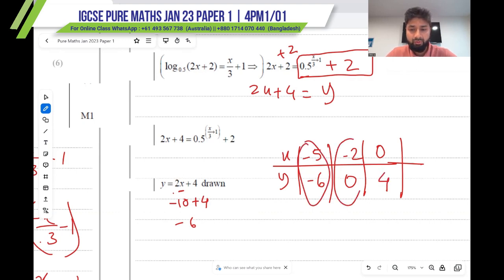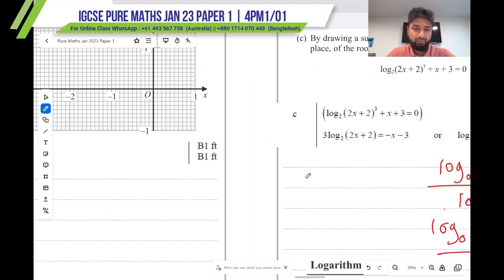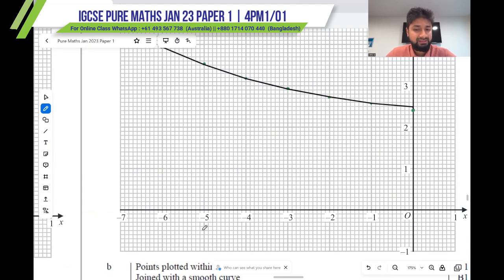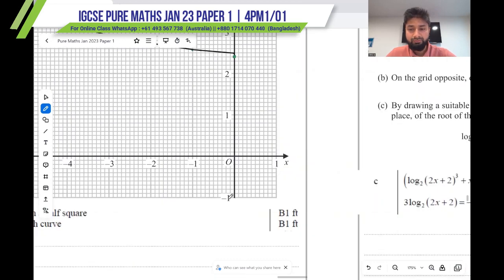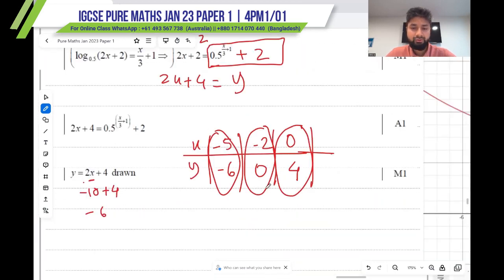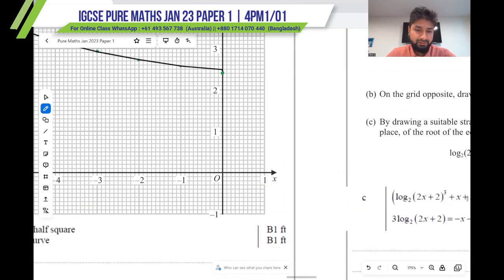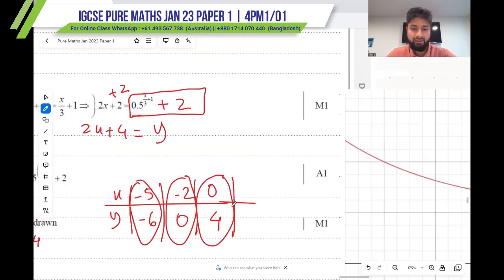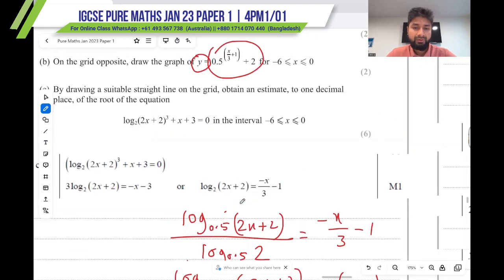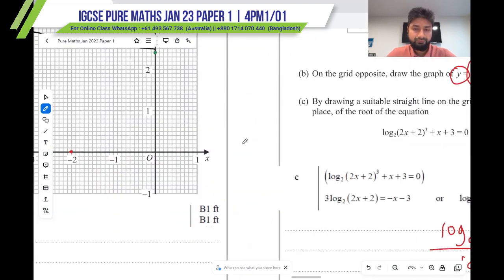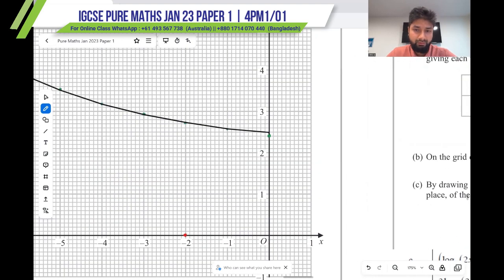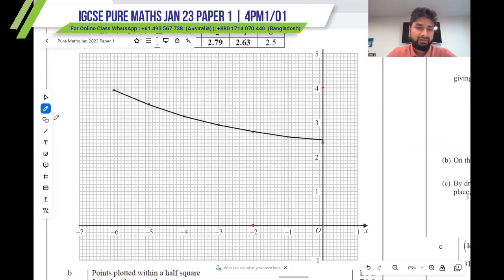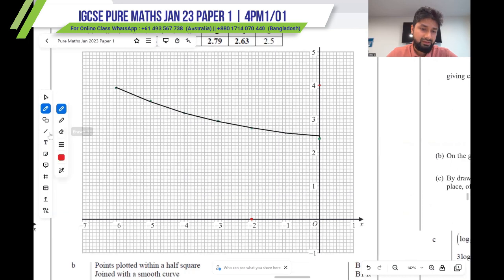So now we have 3 coordinates over here. The first coordinate is -5 and -6. We don't have -6 here, so let's move to the next coordinate, -2 and 0. -2 and 0 will be something like this. And the last one is 0 and 4. So 0 and 4 is somewhere over here. So we have found at least 2 points. With these 2 points, we can easily draw a straight line.